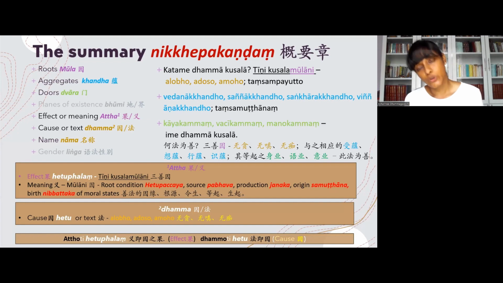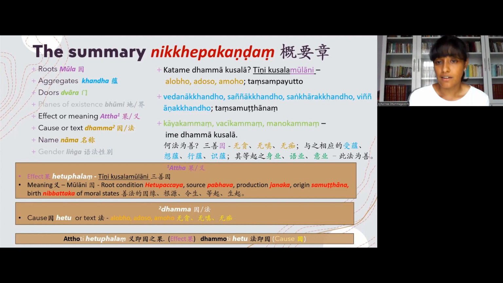Thang Sampayutto means together with these roots, or associated with these roots, are Vedanakkhando, Sanyakkhando, Sankharakkhando, and Vijñānakkhandho. These are the 4 aggregates, the 4 khandhas, and we have shown it in blue.